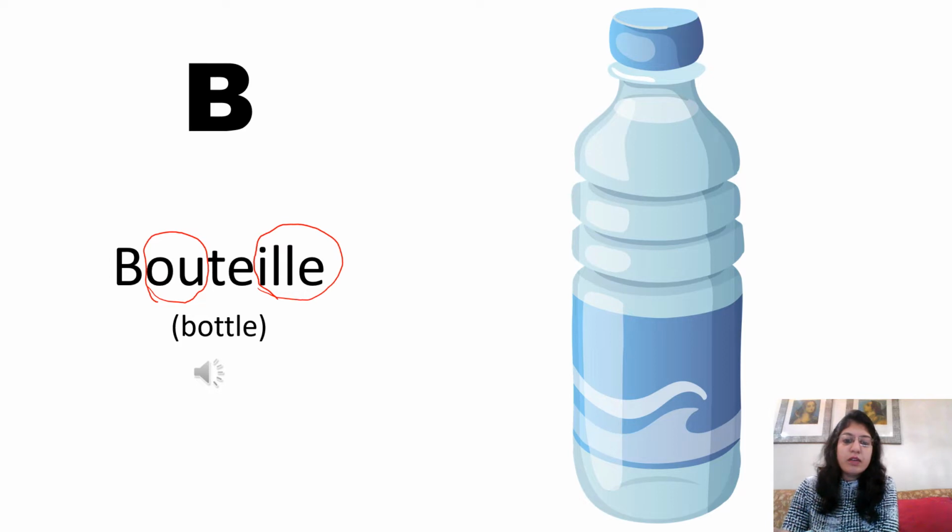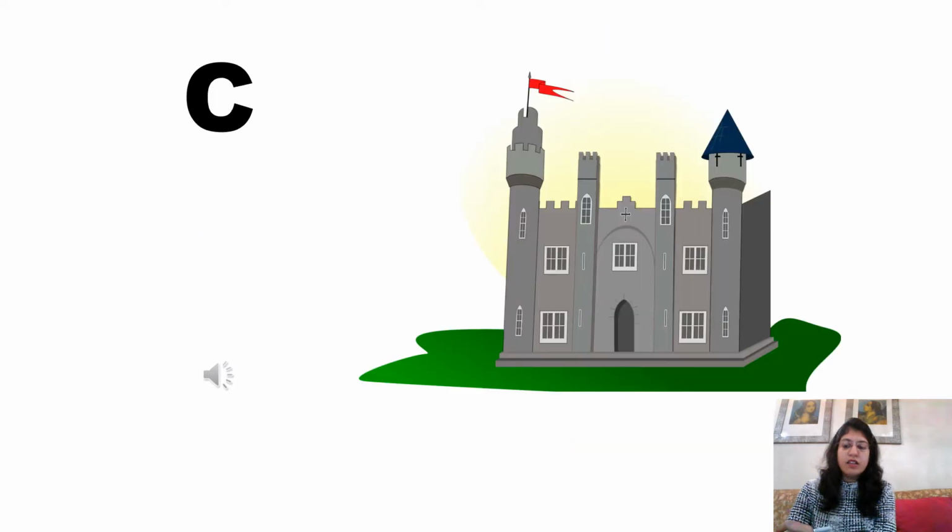Now listen to the pronunciation of the native French speaker to pronounce accurately. Bouteille. Again, bouteille. C is called say in French. Say stands for chateau, which means castle.